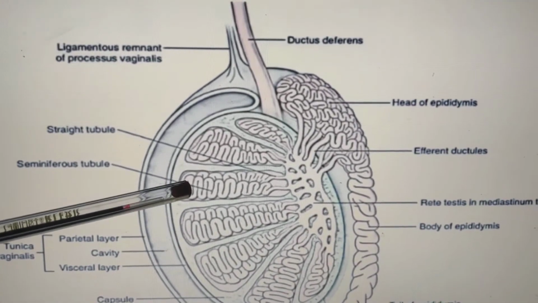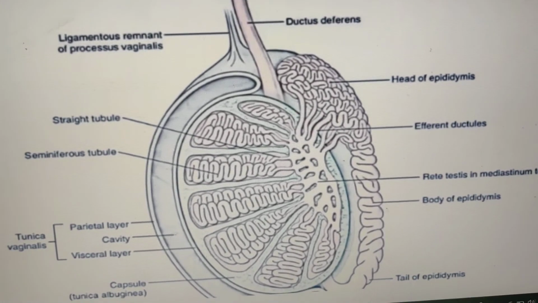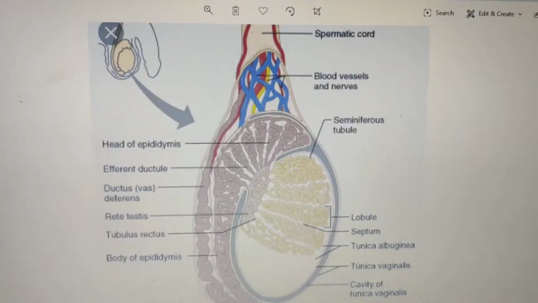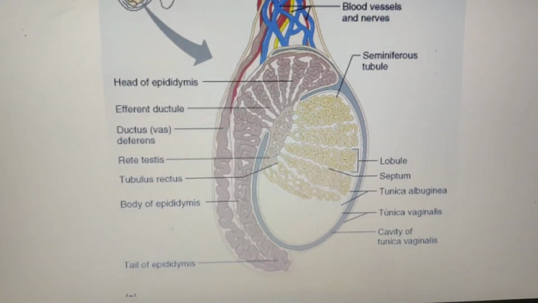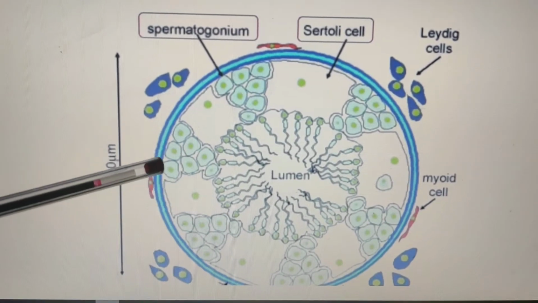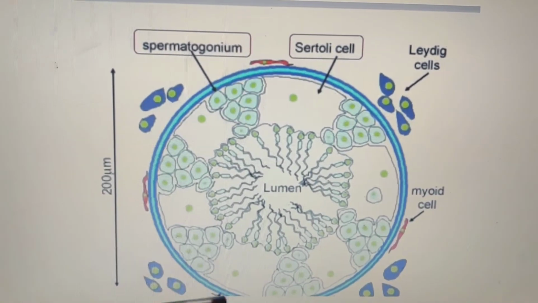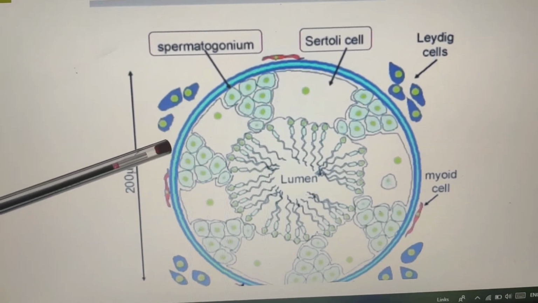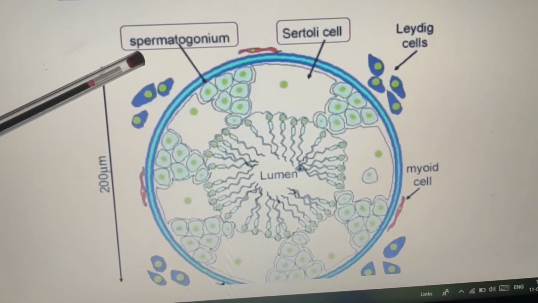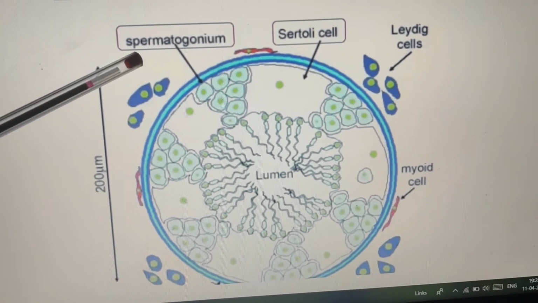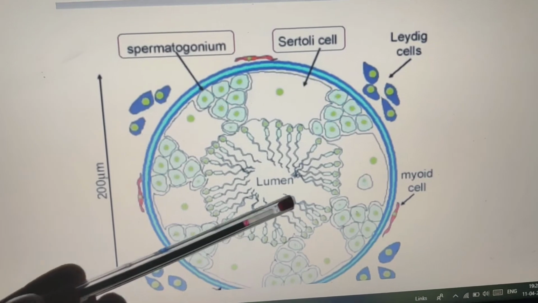Now we will see what is present inside the seminiferous tubules and what is present in between these gaps of seminiferous tubules. This is one seminiferous tubule. This is the transverse section of seminiferous tubule. Inside this structure, germ cells are present. That germ cell will produce spermatogonium that will give rise to the male gamete, which are known as sperms.